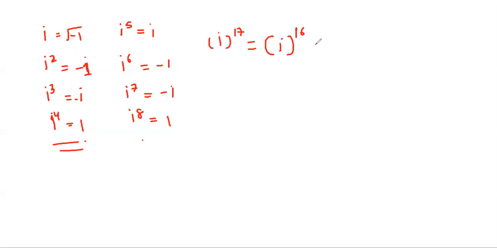Now I can write down here. Now how many i's are remaining? Only one i. Now we know that, and you should know that if I take any power which is a multiple of 4, we'll always get the value 1.